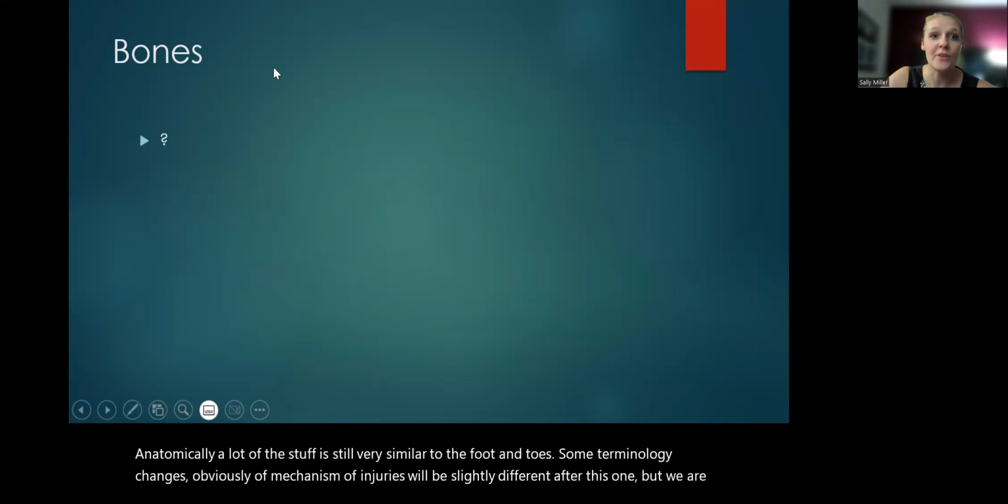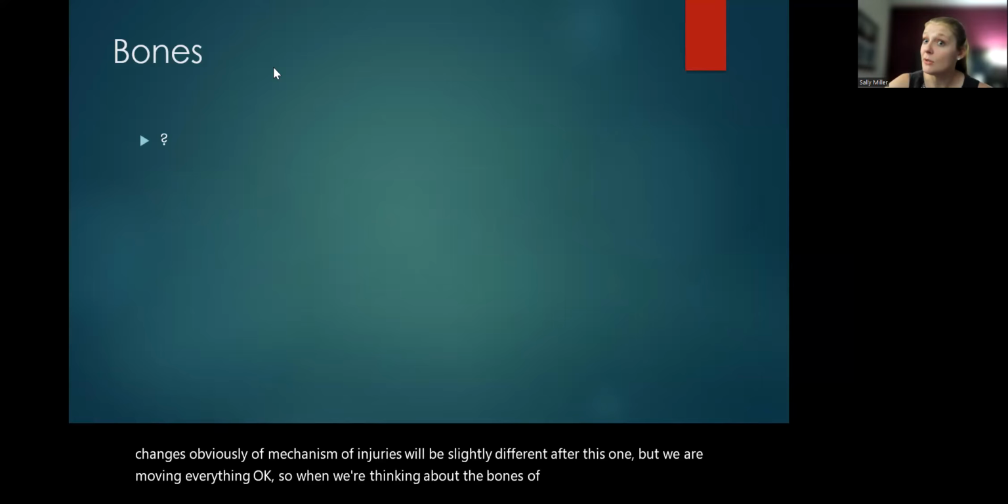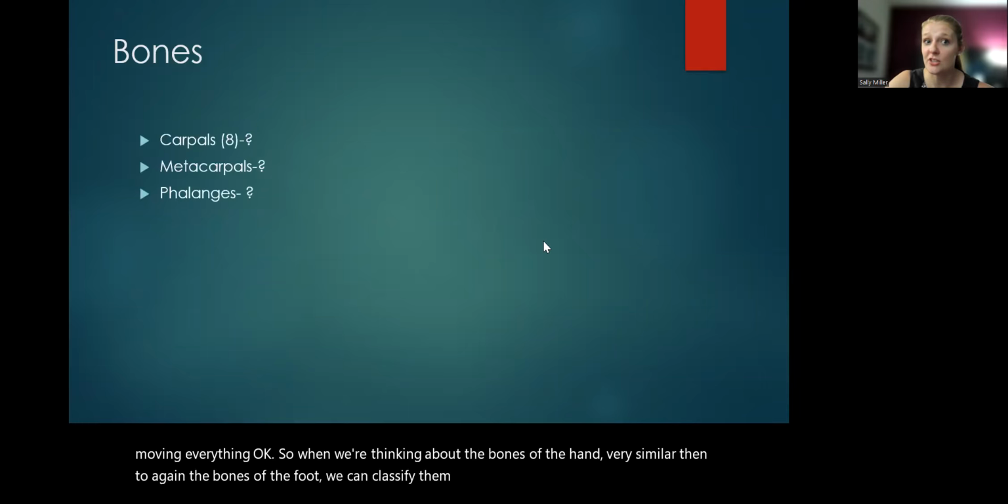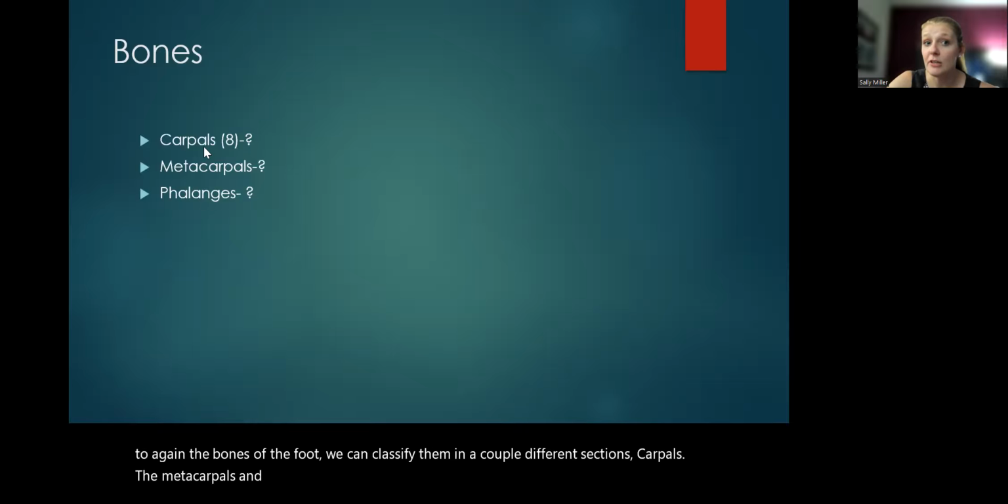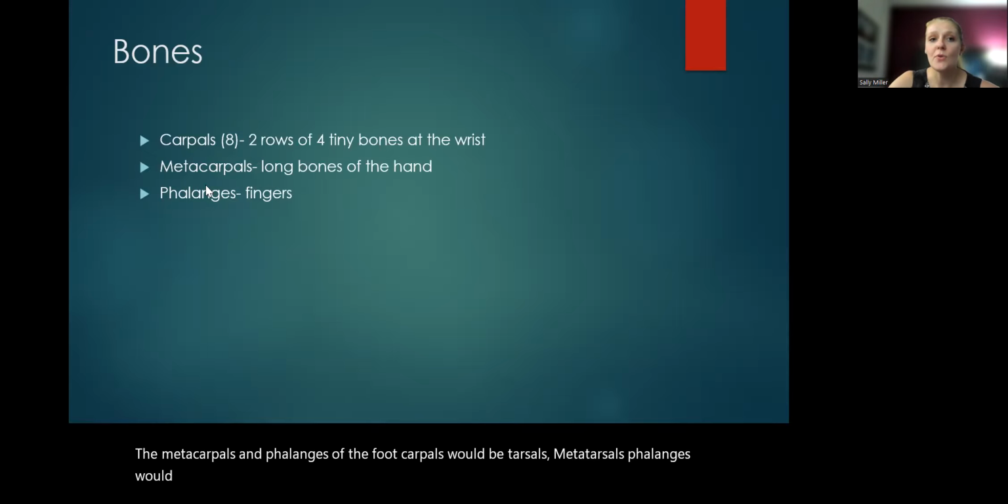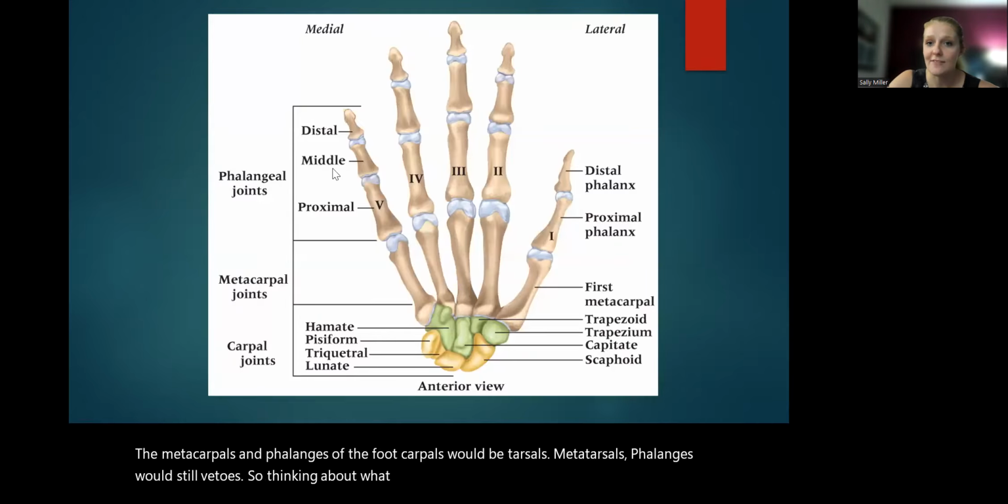Okay, so when we're thinking about the bones of the hand, very similar then to, again, the bones of the foot, we can classify them in a couple different sections. Carpals, metacarpals, and phalanges. Of the foot, carpals would be tarsals, metatarsals, phalanges would still be toes. So thinking about what these look like, again, I have some pictures.